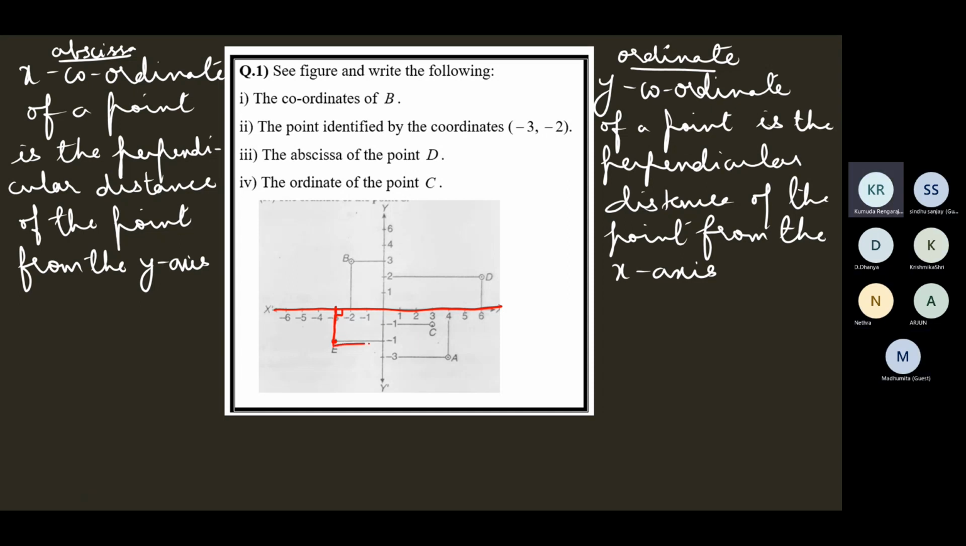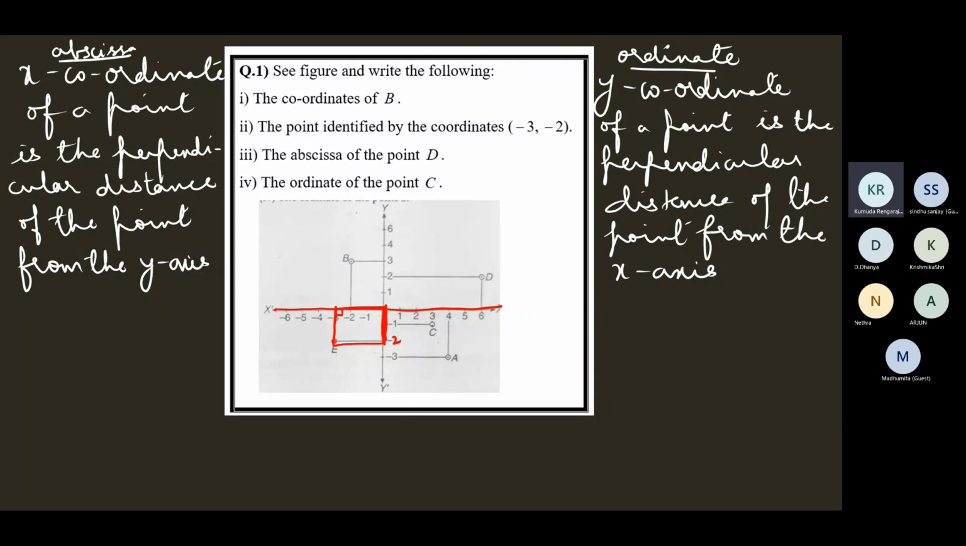Now this one is a rectangle. We know that in a rectangle, opposite sides are equal. So this length is nothing but this length. How much is it? 2 units. Don't say minus 2. Length is always positive. Ignore that minus. This is 2 units.